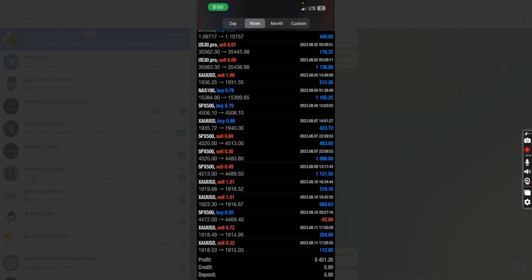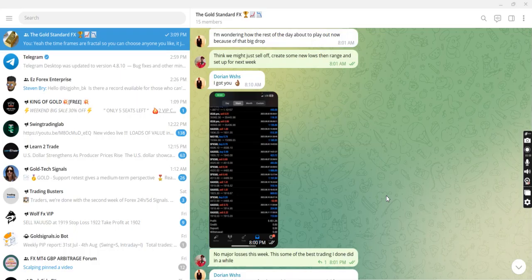I posted it in my Telegram chat, so you can get a feel for the type of trades, how long I'm in and out of my trades. Sometimes I hop out a little earlier than expected. Sometimes I may get in a little later than perfect, but that's just part of trading.